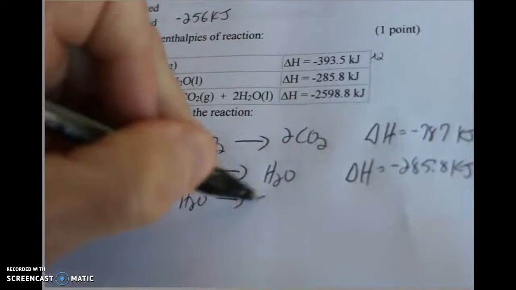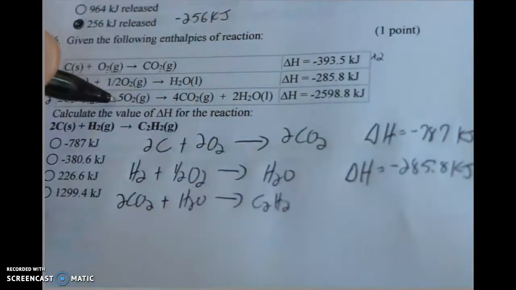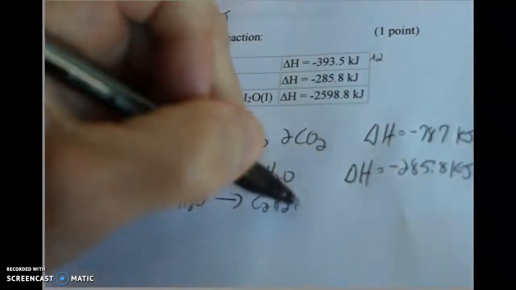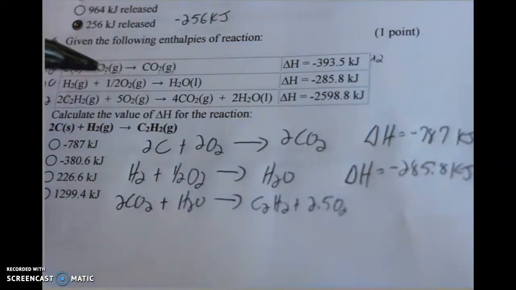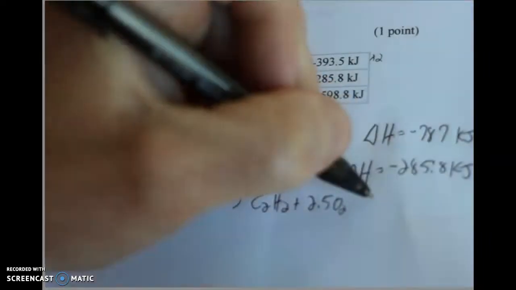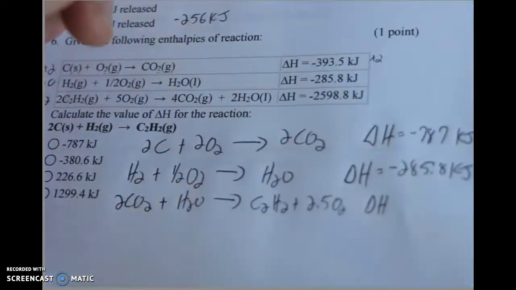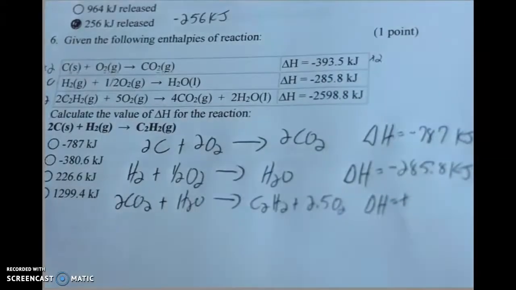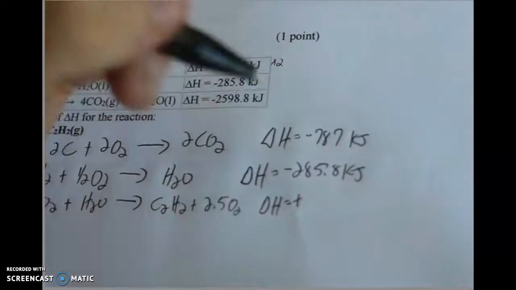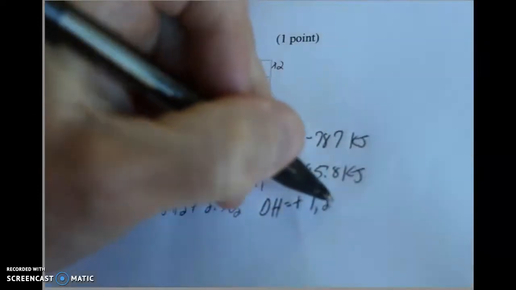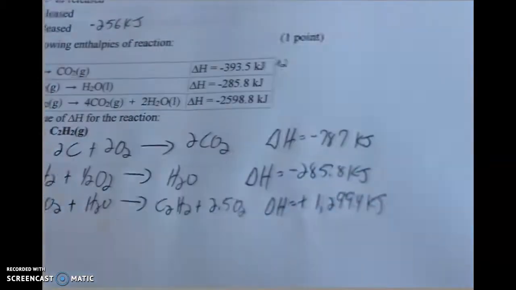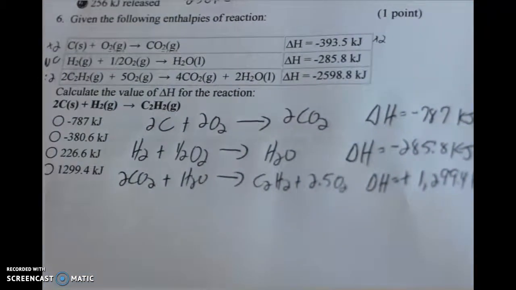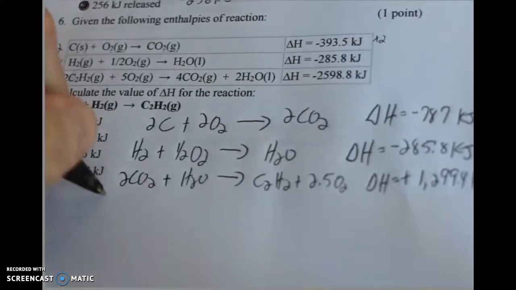And now we have C2H2, and this 5O2, I'm just going to write it as 2.5O2. If you prefer to use fractions, go for it. Either way, it means the same thing. Now for the delta H, since I'm flipping it, it now becomes positive, and I have to divide it by 2, so I get 1,299.4 kilojoules.